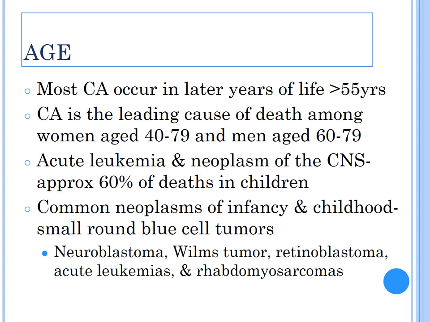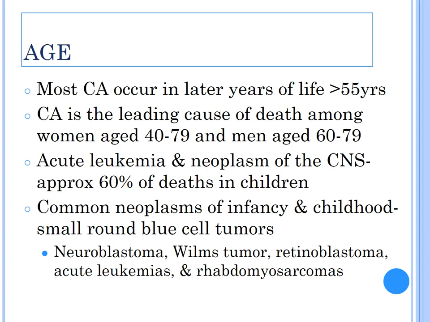Now, what is the age of people who get cancer? Usually more than 55, the elderly. It is the leading cause of death among women 40 to 79 and 60 to 79. But in children, you also have 60% death, and usually leukemias. Many of those who are in the cancer institute, cancer hospitals had leukemias and neoplasms of the CNS.